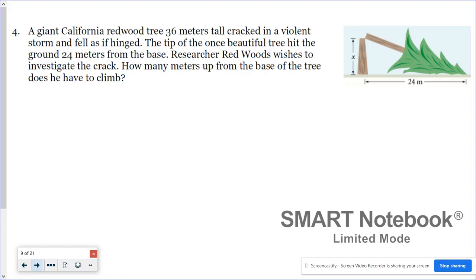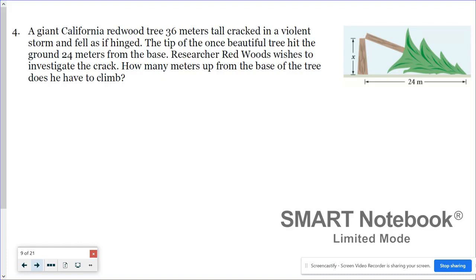The problem says a giant California redwood tree, 36 meters tall, cracked in a violent storm and fell as if hinged. That's what the picture is showing. The tip of the once beautiful tree hit the ground 24 meters from the base. Researcher Red Woods wishes to investigate the crack. How many meters up from the base of the tree does he have to climb?